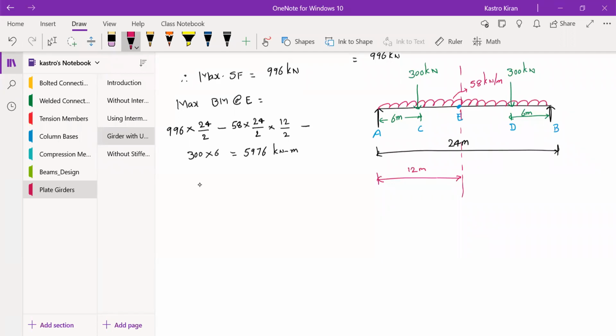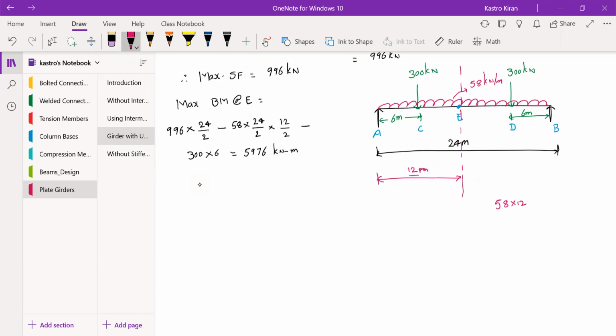Okay, this distance is 12 meters. So from this, you can draw the diagram. The total uniformly distributed load is 58. Up to what distance is it acting? It is acting at a distance of 12 meters.